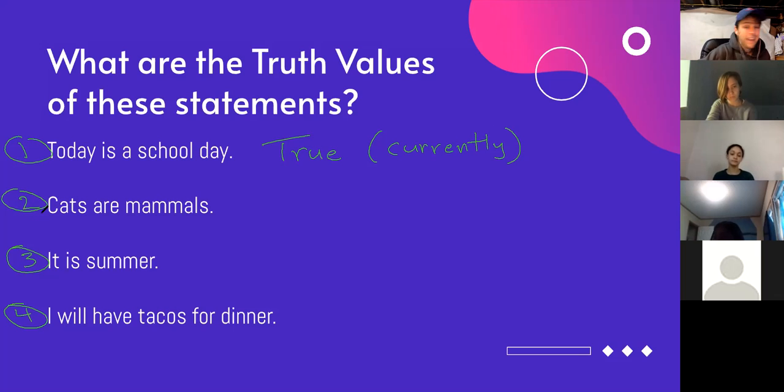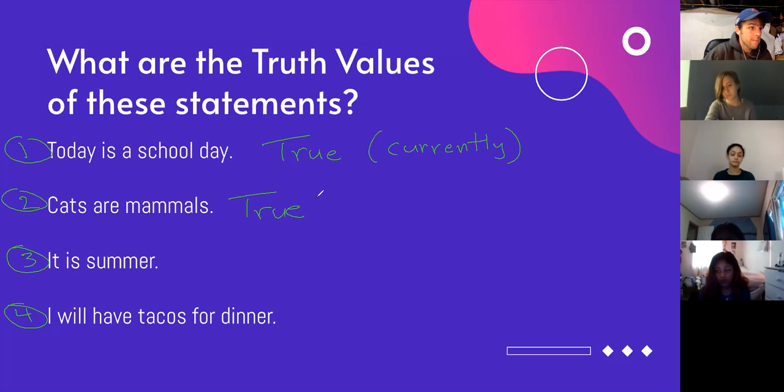All right, number 2, cats are mammals. In the chat, what do you think? Cool. I'm seeing lots of trues, and actually I see something that's really important in there, that it is true all of the time. Someone said that it's true all the time. So this one is an example of something that is simply always true, or at least to the best of my knowledge.